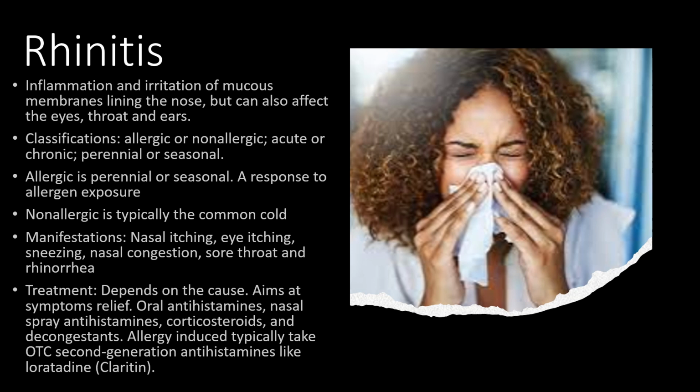Acute rhinitis usually can last from 1 to 3 weeks. However, chronic can last up to 12 weeks. Symptoms include nasal itching, eye itching, sneezing, nasal congestion, sore throat, and rhinorrhea, which is that really runny nose, so excessive nasal drainage. And then treatment really depends on what the cause is. Our diagnosis, we base that on a history and symptoms, seeing if it is allergic versus non-allergic. Is this all year? Is this seasonal? What's it related to?